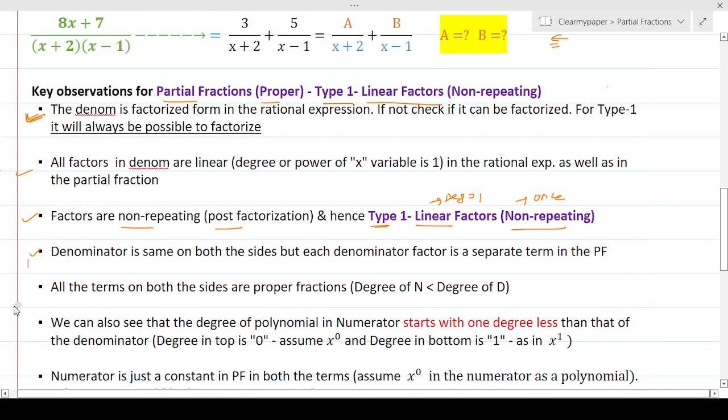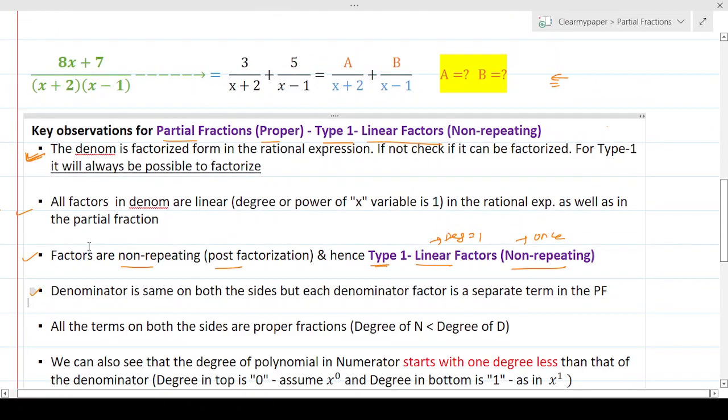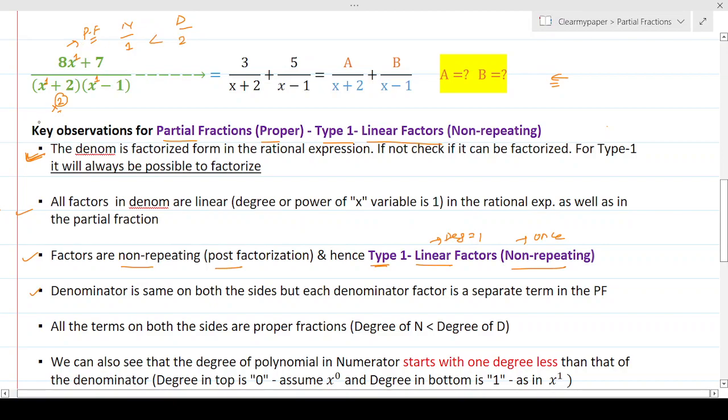Okay, now what do we see here? We also see that this is a proper fraction, as we know. Why? Because of the degree of the numerator and the denominator. The degree of the numerator is 1, and the degree of the denominator here is 1, and here is 1. If you multiply that, it will become quadratic in terms of x squared, and its degree will become 2. So 1 is less than 2, and hence it's a proper fraction.